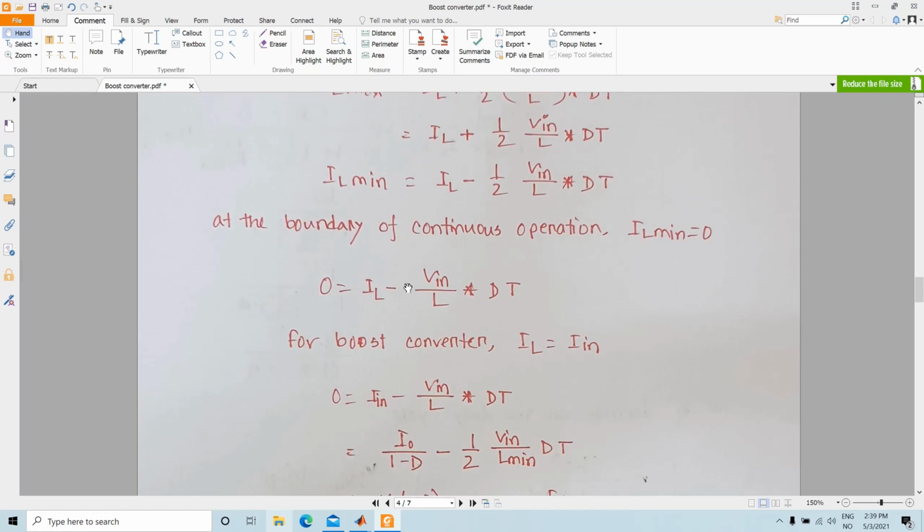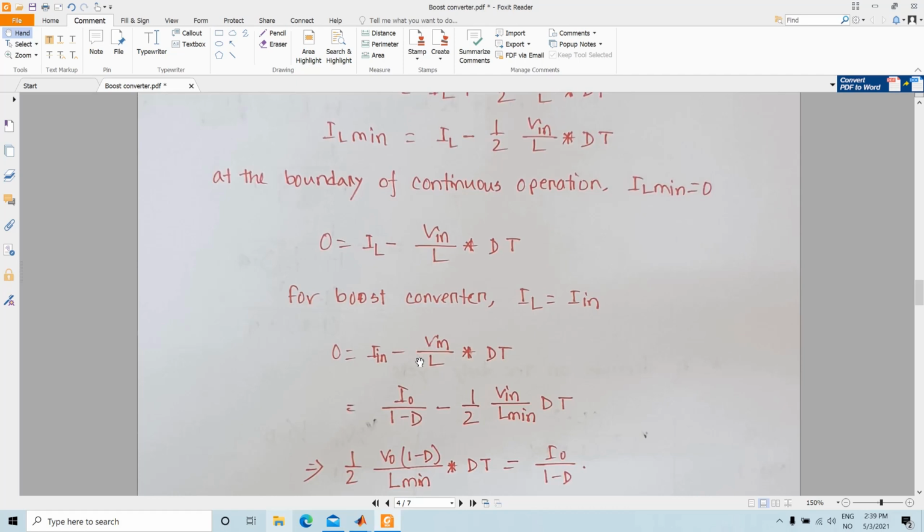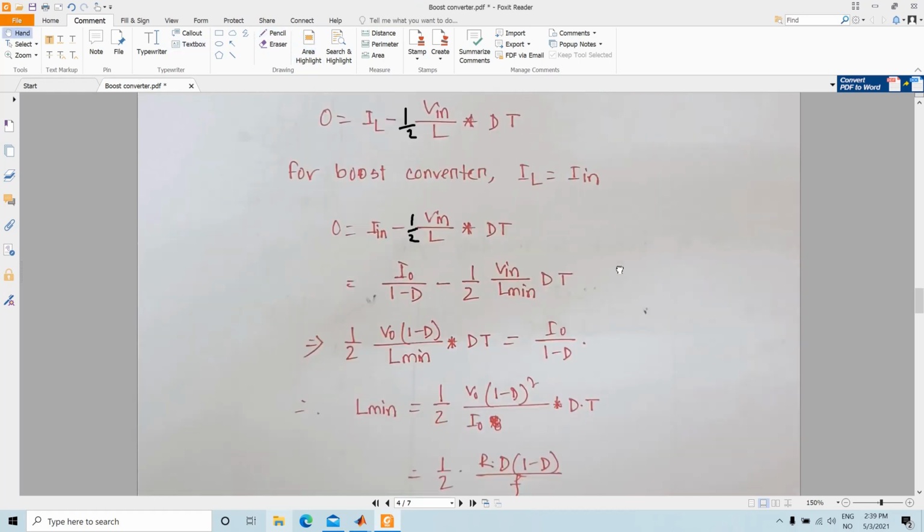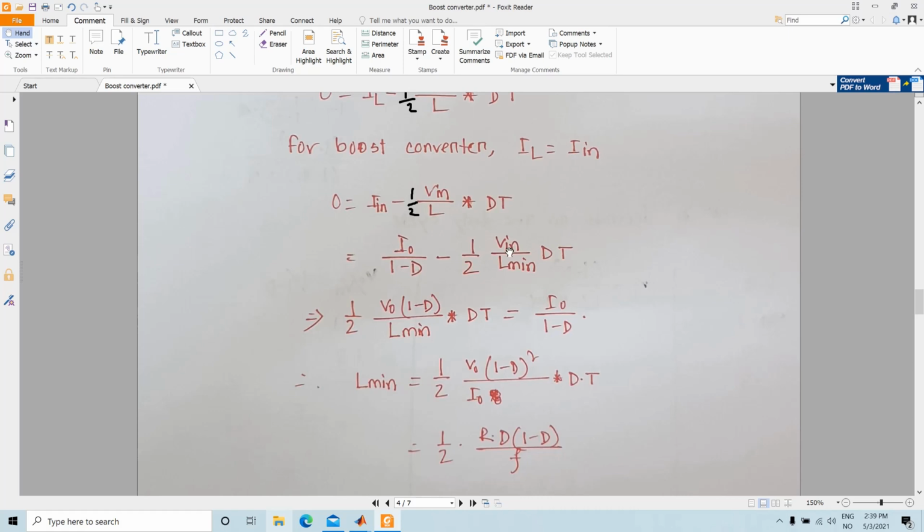I made a mistake, so here we should have a half. Okay, so there should also be a half here. There should be a half here and a half here. So minus half of V in divided by L mean. So this L is basically the L mean multiplied by DT, and if you do further manipulation for the V in, if you replace V in with V out, you get I out here.